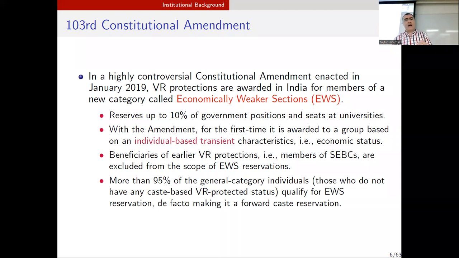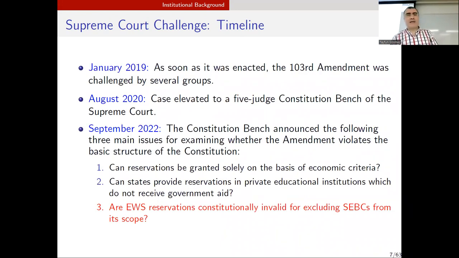So basically, after 2019, it is still true that vertical reservations are non-overlapping, but now it doesn't happen naturally. It is legislation and court enforced. Okay, so what's the timeline? As soon as the amendment passed, it was challenged by several groups. In August 2020, the case was eventually elevated to a 5-judge constitutional bench of the Supreme Court.